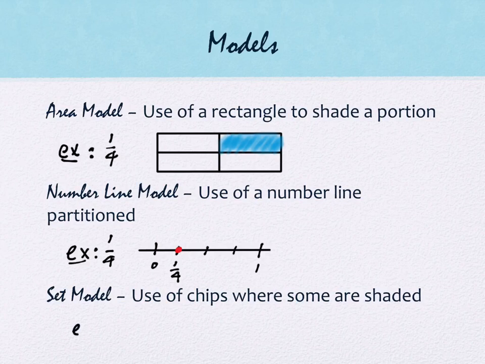The last model we saw one example of last time. It's the set model. And it uses chips where some are shaded. So what you see is objects, so you can think of poker chips, right? Where you have, in this case, 4 of them. The number of them is based upon the denominator of your fraction. You want to draw them approximately equal in size, and then we shade in one of them because it's 1/4.